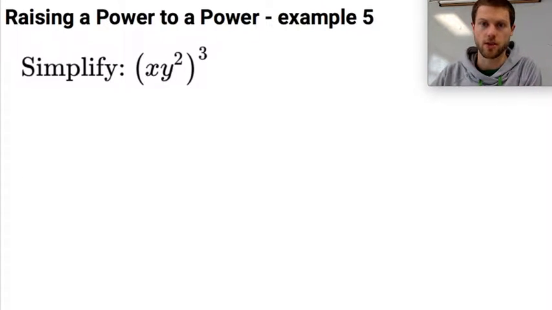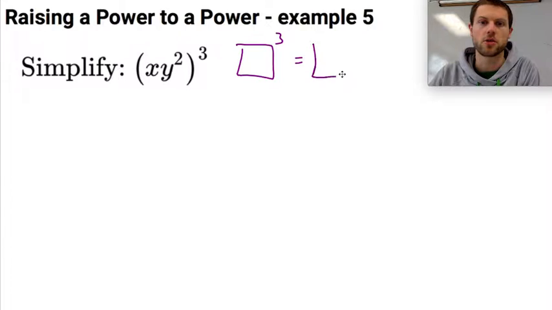So first, let's rewrite xy squared raised to the 3rd power in a different way. Remember, what this means is if I have some number that's raised to the 3rd power, that's just equal to that number being multiplied by itself 3 times.